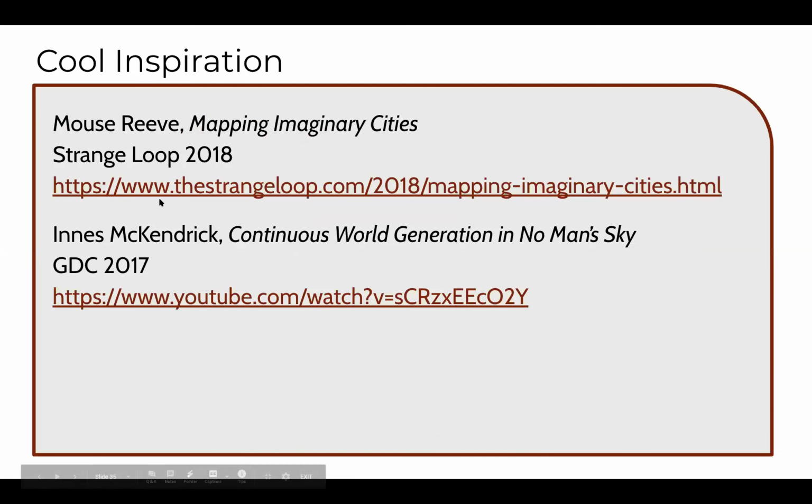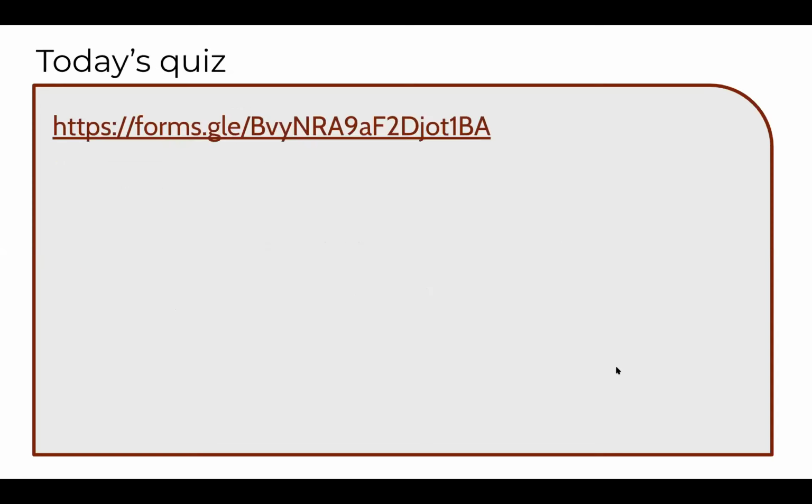If you are interested in this topic of world and terrain generation more generally, there's two really great talks I recommend. One of them is from the Strange Loop Conference in 2018, Mouse Reeve. It's called Mapping Imaginary Cities. And the other one is Kendra, who's a programmer at the company who made No Man's Sky, talking about how they do their planet generation at GDC 2017. So definitely check those out if this topic interests you.